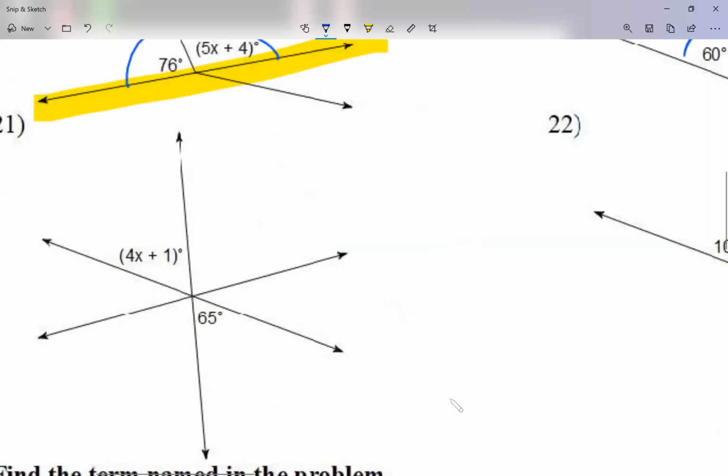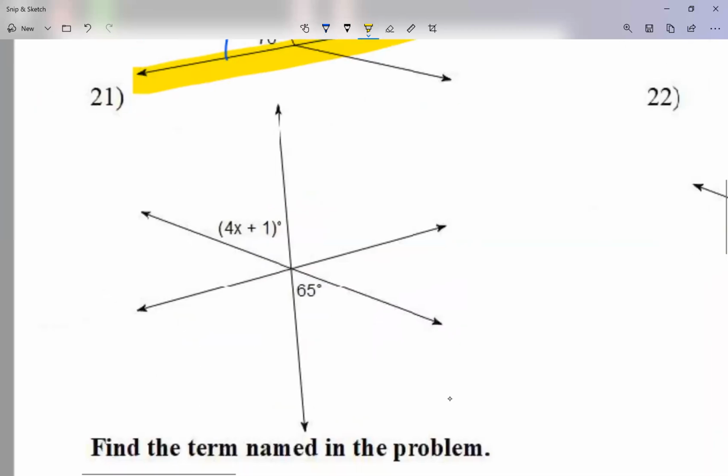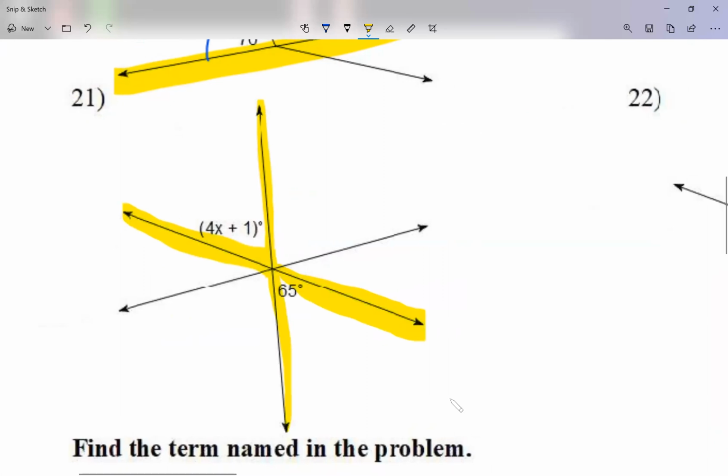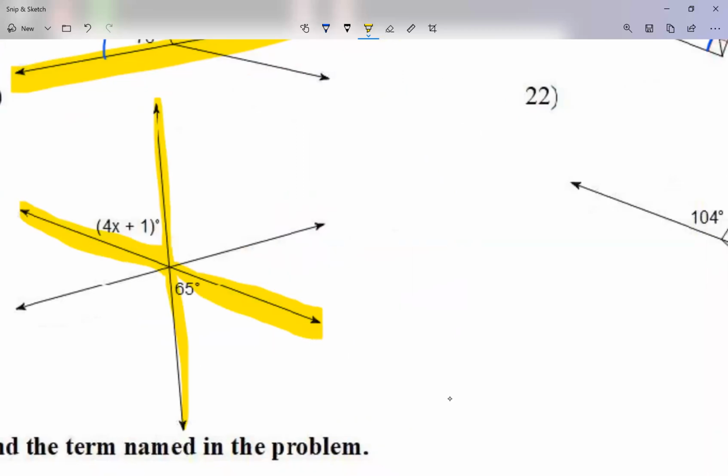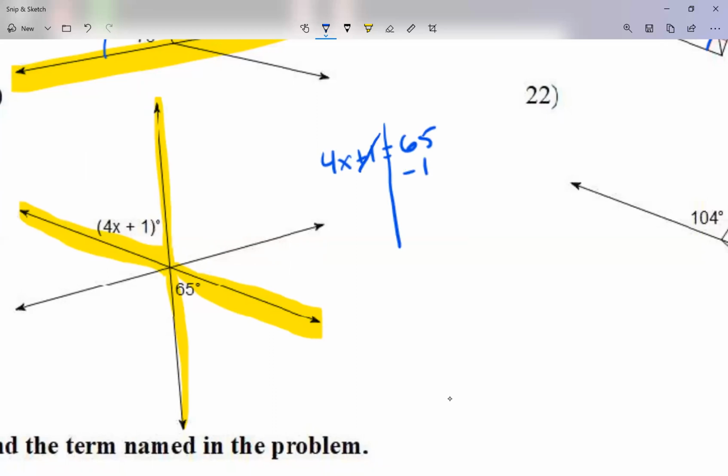Then question number 21. I see there is this angle, and I notice there's 65 right here. Combined, they make an x. And when an x is formed, the vertical angle theorem says those angles are equal to each other. So I'm just going to say 4x plus 1 equals 65. Let me separate them through the equal sign. The plus 1, let me move it over as a minus 1. 4x is equal to 64. Let me divide both sides by 4. 64 divided by 4, let's see, is 16.